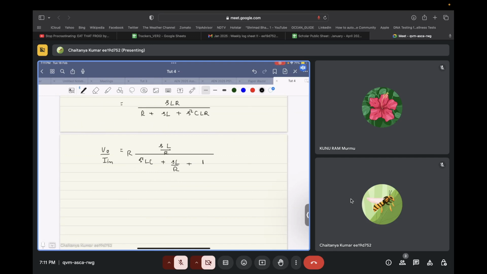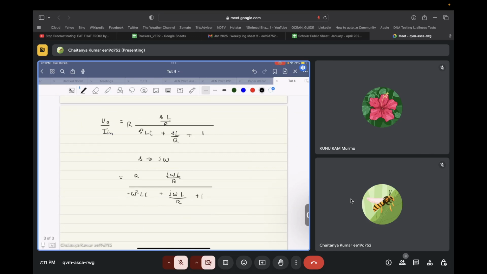So at very high frequencies also it goes to 0. Now let's see what happens. Let's substitute S by j omega. So we get R j omega L by R divided by minus omega square LC plus j omega L by R plus 1, right? So let's see what happens at omega equal to 1 by square root LC.